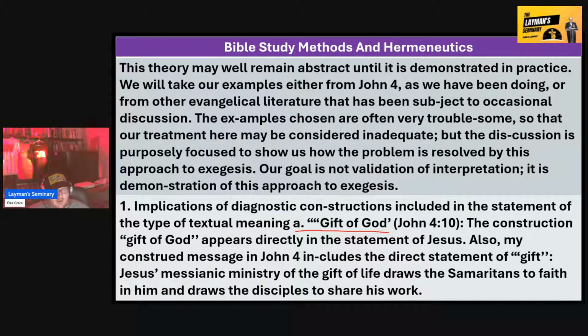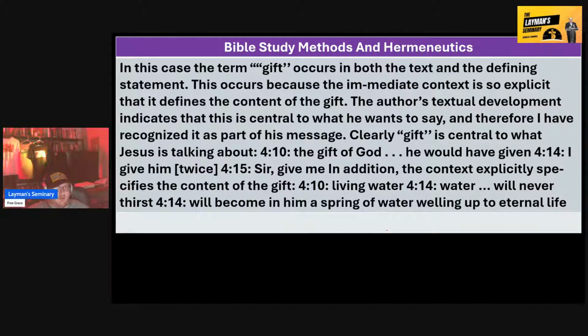4:10. The construction gift of God appears directly in the statement of Jesus. Also, my construed message in John 4 includes a direct statement of gift. Jesus' messianic ministry of the gift of life draws the Samaritans to faith in him and draws the disciples to share his word. In this case, the term gift occurs in both the text and the defining statement. This occurs because the immediate context is so explicit that it defines the content of the gift. The author's textual development indicates that this is central to what he wants to say, and therefore I have recognized it as part of his message.